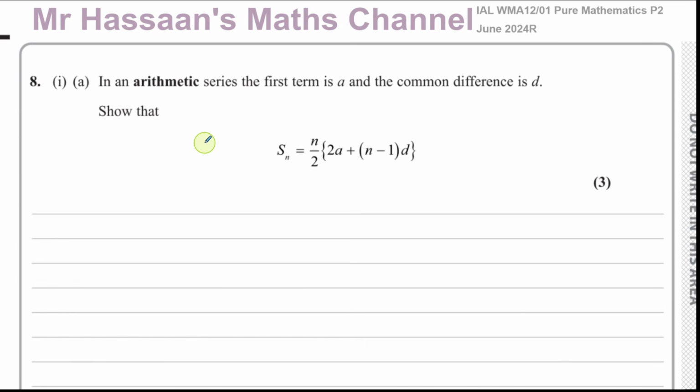I don't know what it stands for, but it's the alternative to the June 2024 normal paper, slightly different questions. This is from the International A-Level Edexcel Pure Mathematics P2 exam.